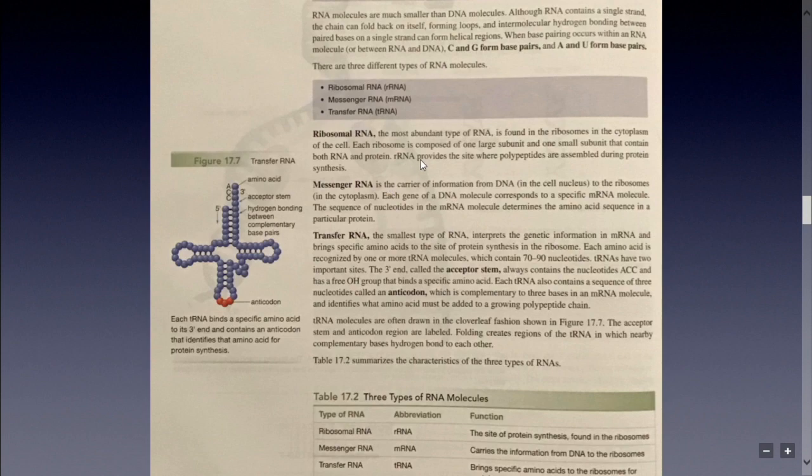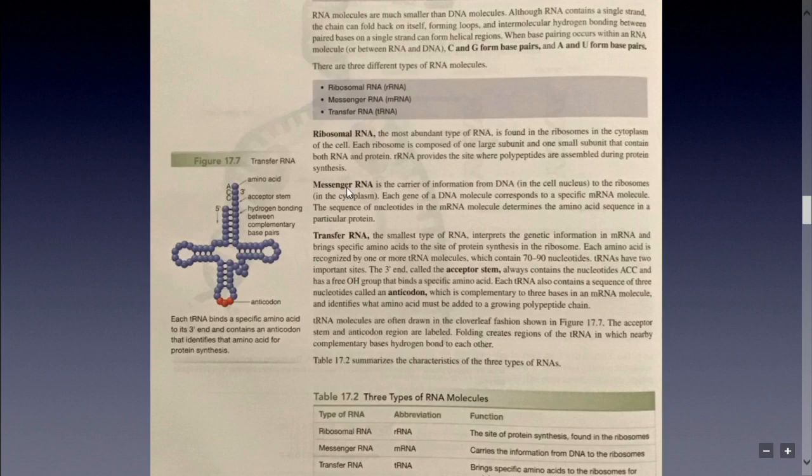But rRNA, ribosomal RNA, again, is going to provide the site where polypeptides are assembled. And again, all this will make more sense when you see it in action. But for now, just know that ribosomal RNA, or the ribosome, is the host of the party. It doesn't actually do any of the assembling of the polypeptide. It doesn't assemble the amino acids necessarily.